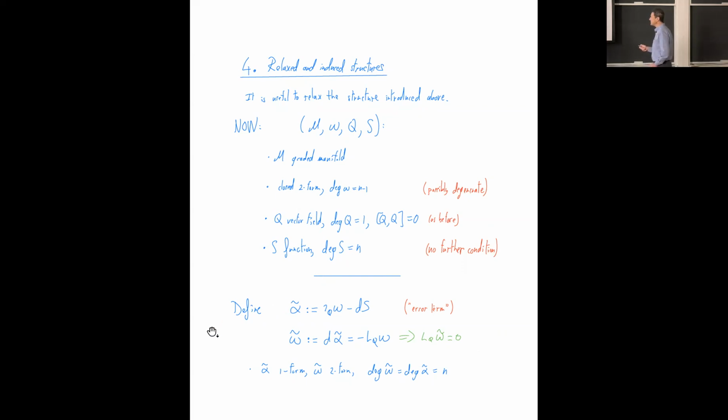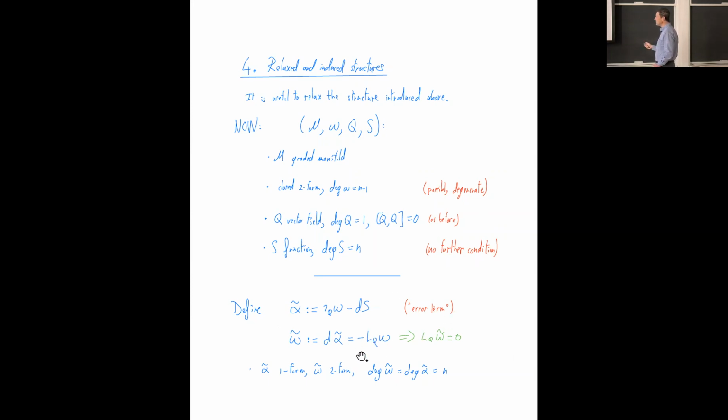But why is it interesting? Well, because the first thing you can do is measure the error from S being the Hamiltonian function of Q. So you take this difference and you call it alpha twiddle. This would be a 1-form of the same degree as S, so it will have degree n. Then you can take its differential. This will be a 2-form, also of degree n. And of course, if you use Cartan calculus, you can write this either as d alpha twiddle or minus the Lie derivative of omega with respect to Q. And in general, this is not 0, because I'm not assuming that Q is Hamiltonian.